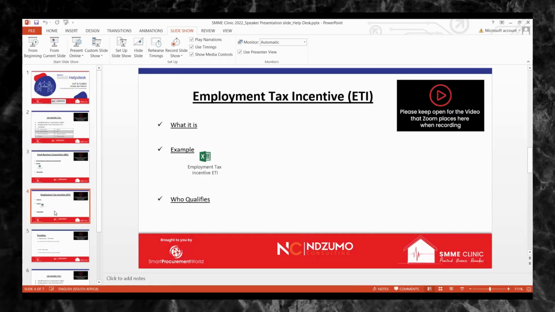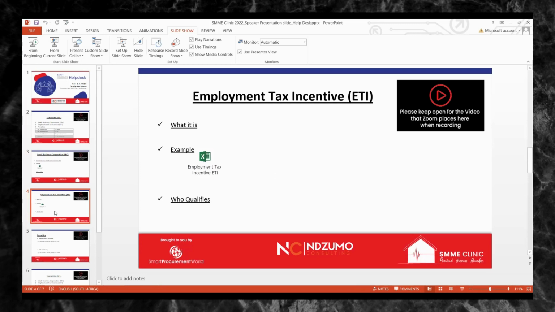The next one is called the employment tax incentive. What is this? This employment tax incentive is an incentive directed at business owners to encourage them to hire young South African employees who are at entry level. Now, in order to qualify for this, these are the criteria that need to be met.